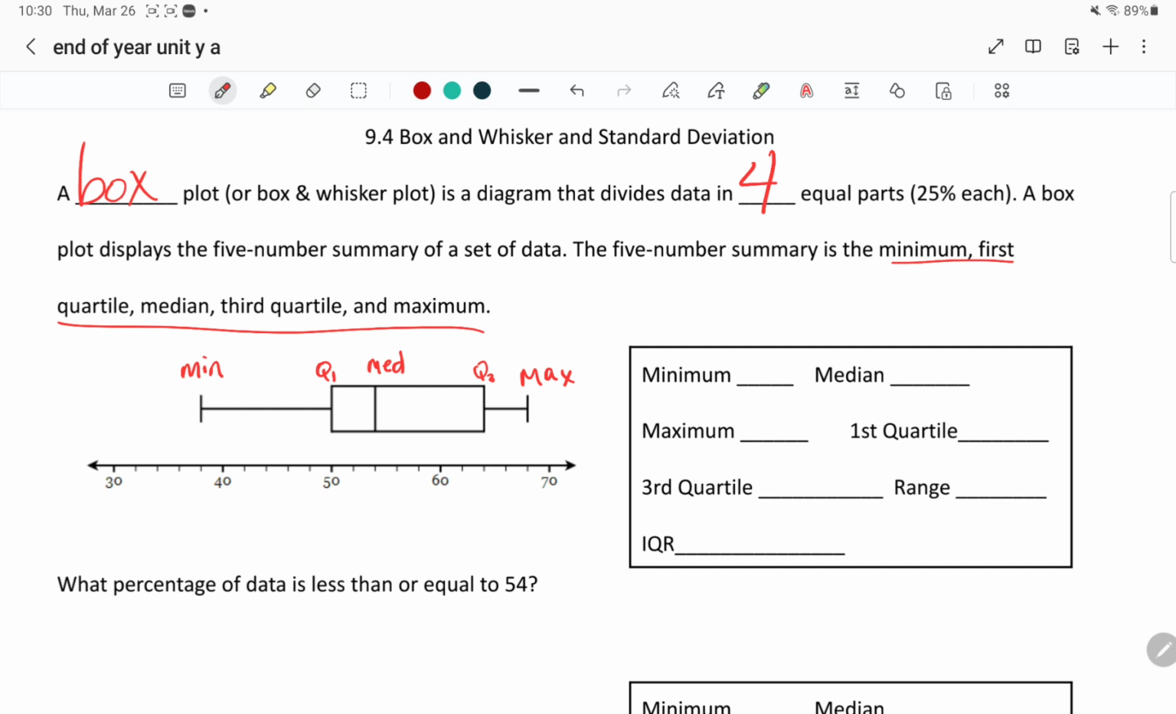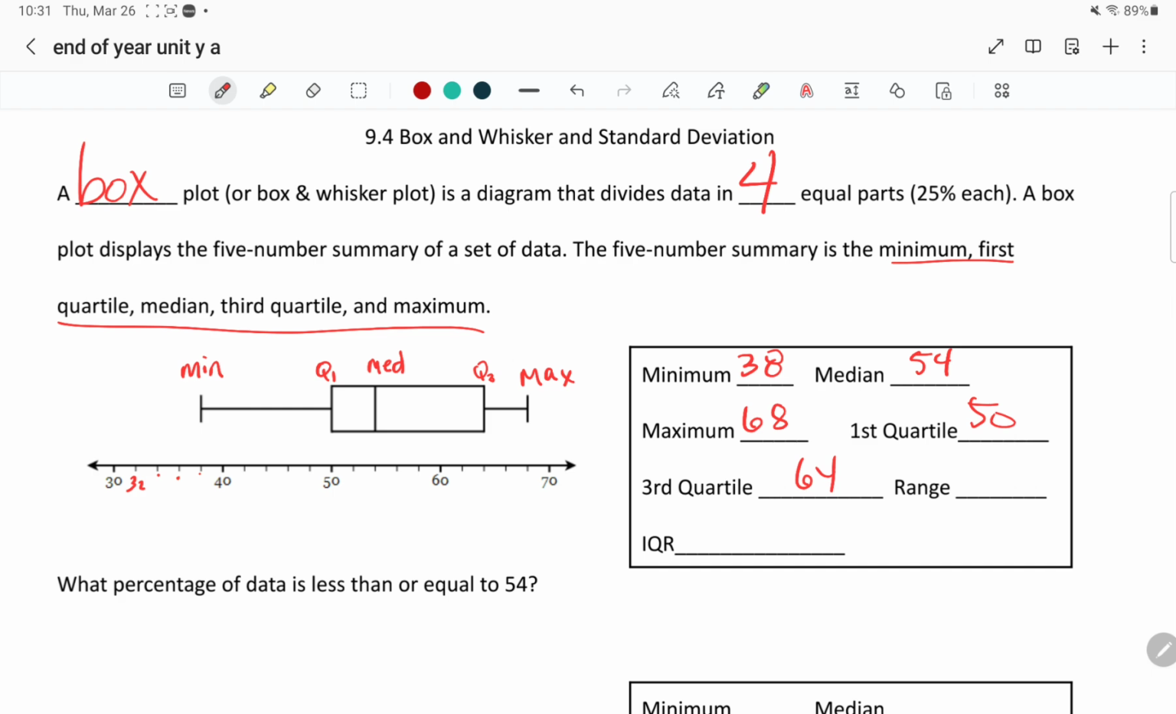So if it asks for the minimum, first I gotta look at my scale. It looks like I'm going up by 2s: 32, 34, 36, 38. So my minimum's 38. My median is 54. My maximum is 68. First quartile is 50. Third quartile is 64.